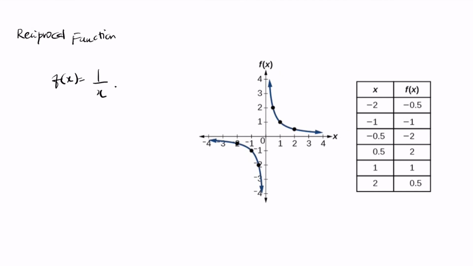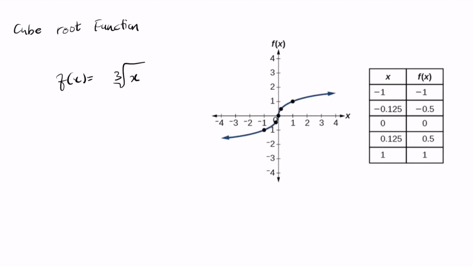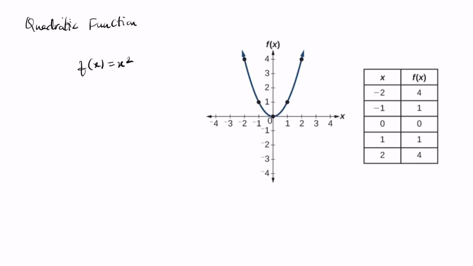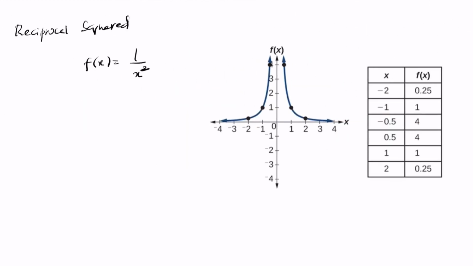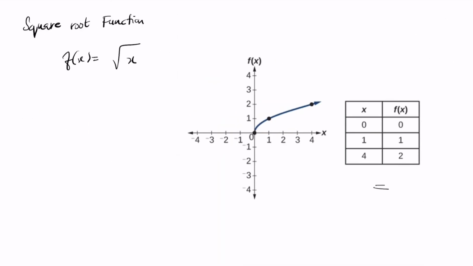Next is the reciprocal function, this is what it looks like. Next is the cube root function, this is what it looks like. Next is the quadratic function, and this is what it looks like. And next is the reciprocal squared function, and this is what it looks like. And the last one is a square root function, and this is what it looks like. So this is your toolkit of functions.